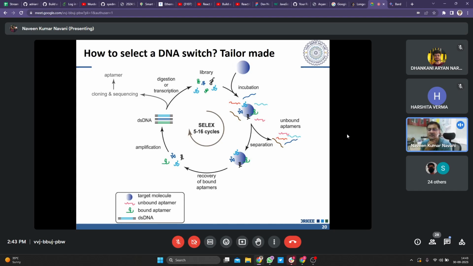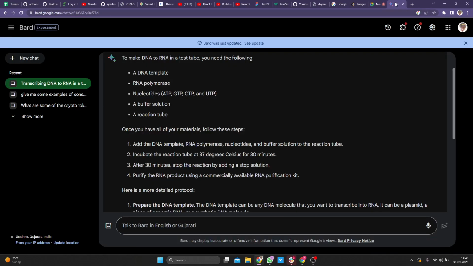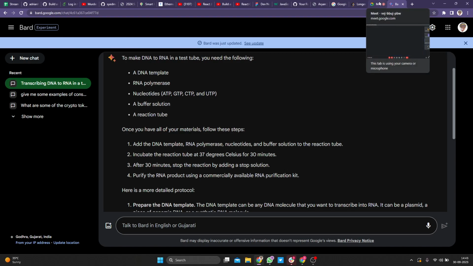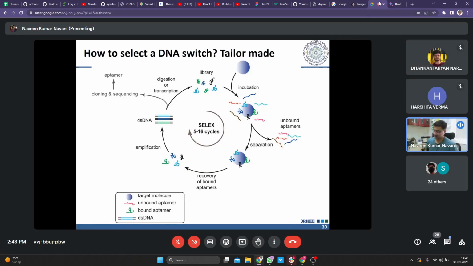Which building blocks will you give, Harshita? RNTPs. Yes, RNTPs, not DNTPs, not the DNA ones, the RNA ones, ribonucleotides. Okay, good. That's nice. So you can make RNA from DNA, and then that random RNA you can use for finding a riboswitch.